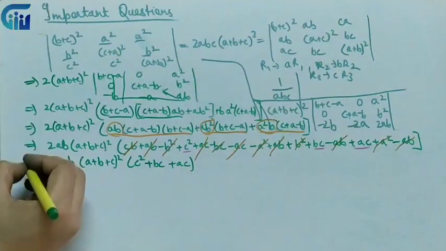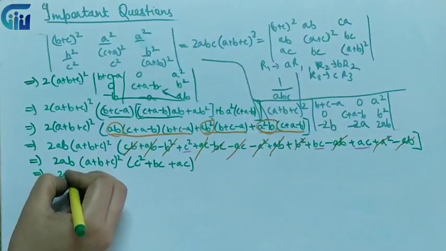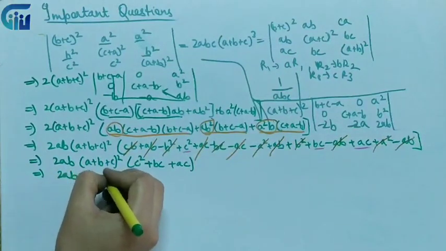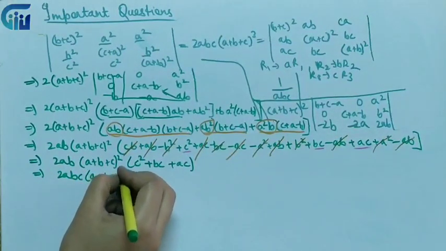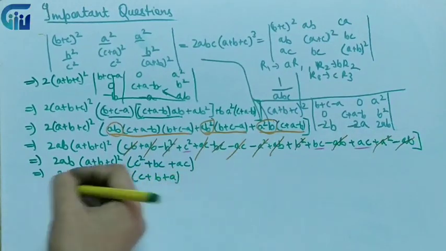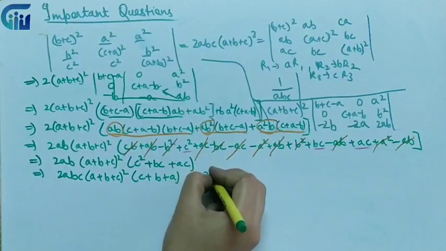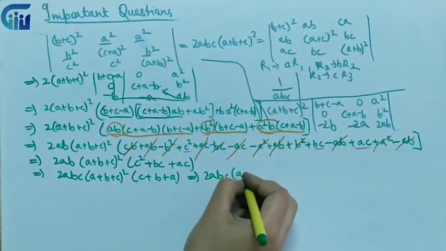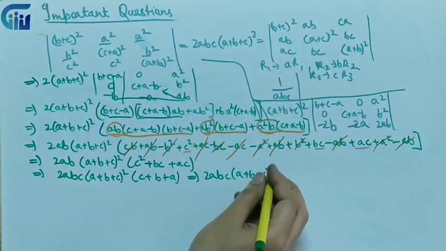So now I can take C common comfortably. So what will I have? I will take C common and write it over here: (A plus B) whole square. This will be C plus B plus A. So again, what result will I have? 2ABC (A plus B plus C) whole square.